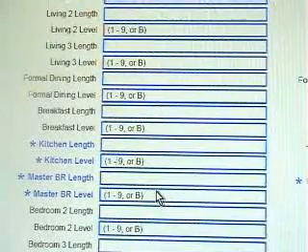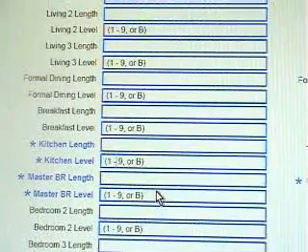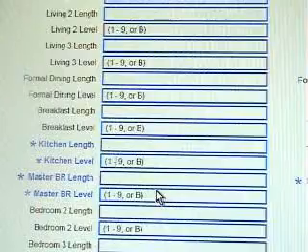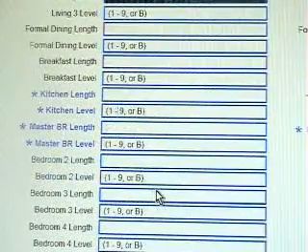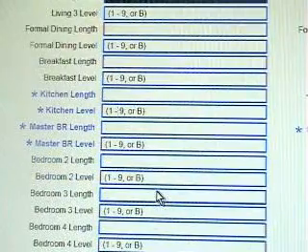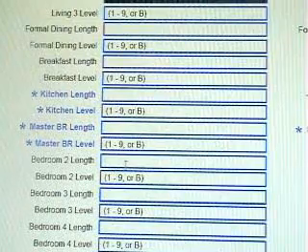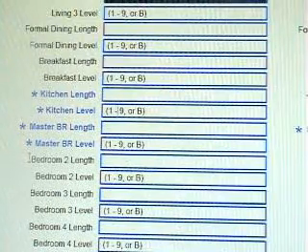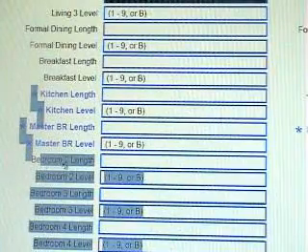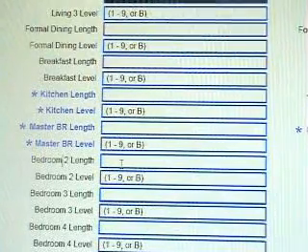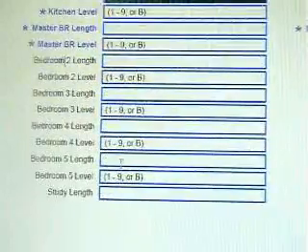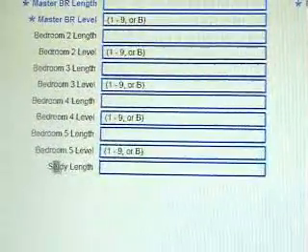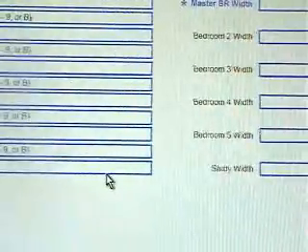Next, you're required to provide the length and width of your master bedroom, and then if you have 2 bedrooms, 3 bedrooms, 4 bedrooms, it is a good idea to provide the sizes of each of those other bedrooms as well. Even though it is not in blue with an asterisk mark next to it, it is a good idea to provide that information. If you have a study, you put that in the last field, the length and the width.